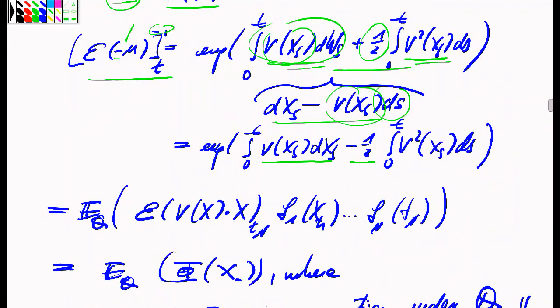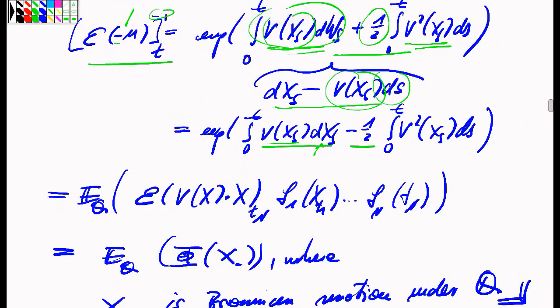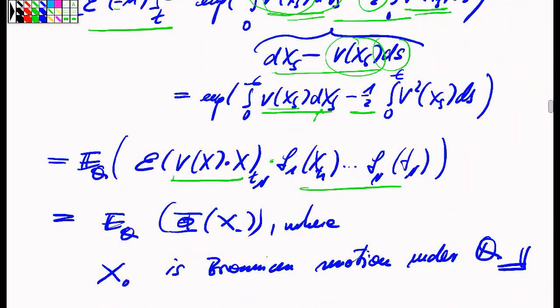And I see that I have just the Doléans-Dade exponential of this stochastic process, which is obtained by integrating the v process against the x process. Okay, so in the end I have under Q the Doléans-Dade exponential of the stochastic integral of v against x. That's now remaining, and that's a factor in front of this product of different evaluations.